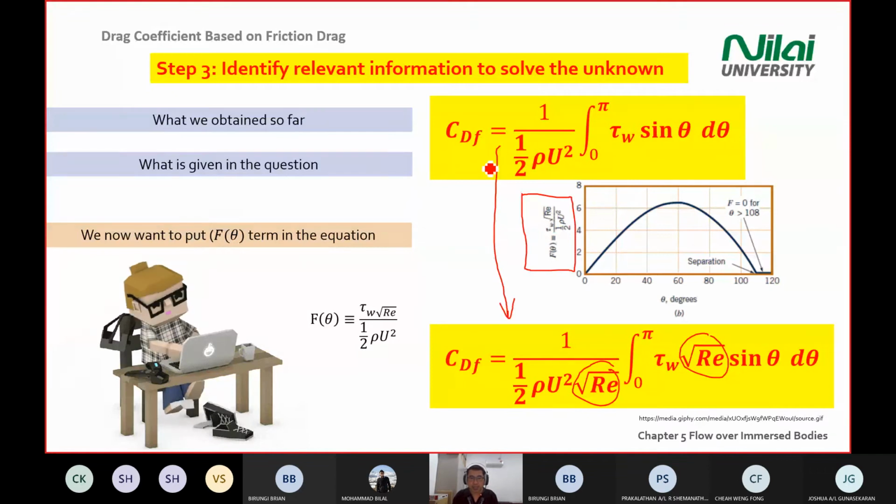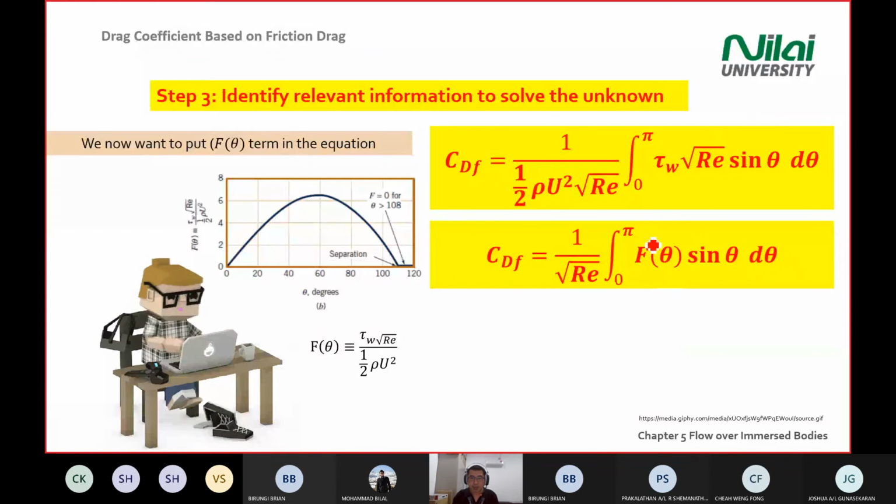In this one, there's a skill set here that we expect you to know, that we expect you to cleverly modify the equation to match with the experimental data. So in this case, we change the equation, this one, in terms of f theta by recreating the square root of Reynolds number front and back, and then we push this one inside the equation. We get from this one to this one.